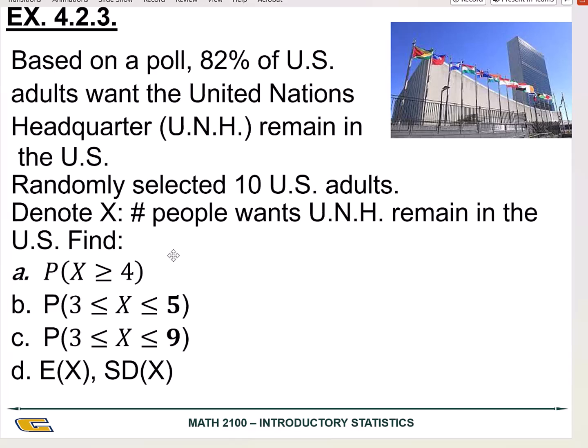For part A, what's the probability that at least 4 people want the UNH to remain in the U.S., X greater than or equal to 4. Then for part B, the probability that the number of people who want the UNH to remain in the U.S. is from 3 to 5, then from 3 to 9, and also the mean and standard deviation of X here. So let's walk through this problem part by part.